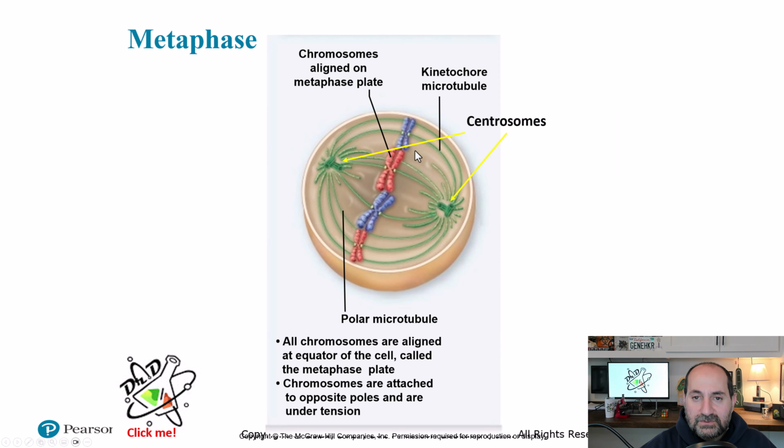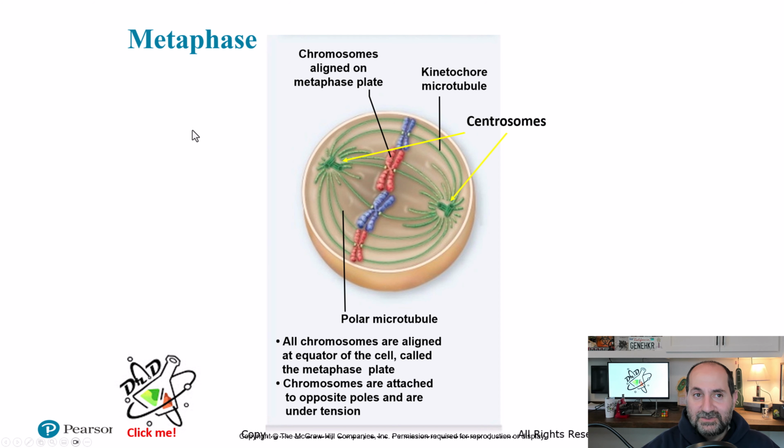Those sister chromatids have lined up down that metaphase plate, and there you go. And remember, each of these X's is two identical sisters. One sister is connected to this centrosome with a microtubule. The other sister is always connected to the opposite centrosome with a microtubule. And that's what's happened during metaphase. So what do you need to know about metaphase? You should know that sister chromatid pairs line up down the metaphase plate, down the center of the cell.